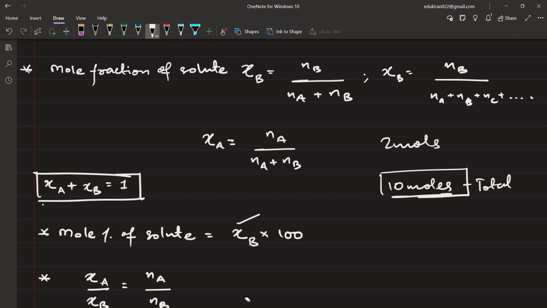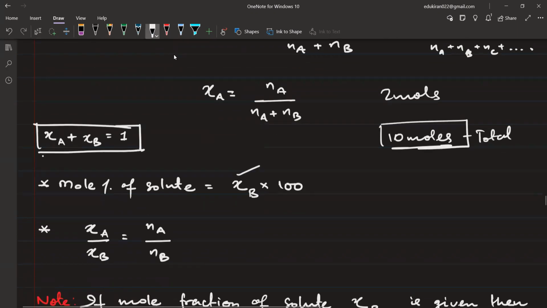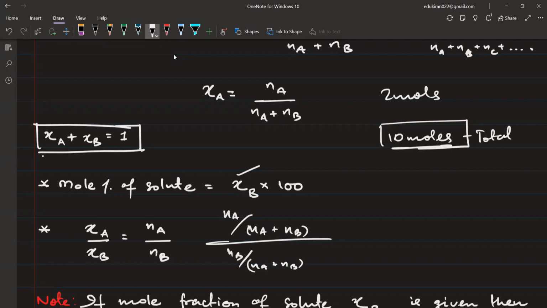Now, another thing is the ratio of chi A upon chi B is equal to the ratio of number of moles of A and number of moles of B. Why is that? Because chi A is equal to number of moles of A upon number of moles of A plus number of moles of B. Similarly, chi B is equal to number of moles of B upon number of moles of A plus number of moles of B. Now I can cancel both of these, and I will get number of moles of A upon number of moles of B. So this is also very important. The ratio of mole fraction of 2 components is equal to the ratio of their number of moles.